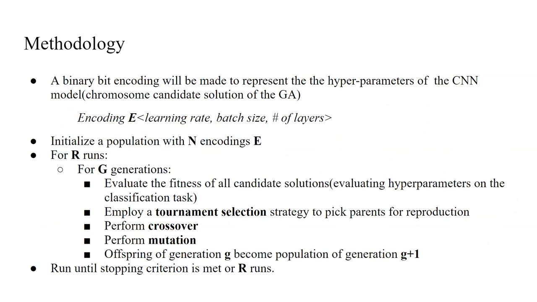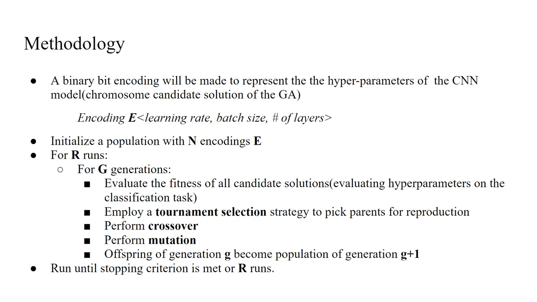And so the methodology that I'd be using for this project is to create a binary bit encoding of the hyperparameters of a given CNN. The encoding would basically be a binary bit representation of the learning rate, batch size, and number of layers. For a given population of size n, we'll have n encodings representing different bit representations of the learning rate, batch size, and number of layers.